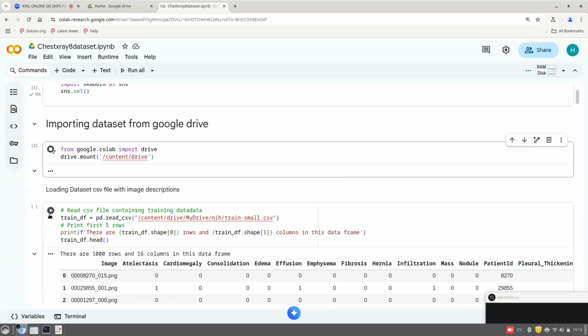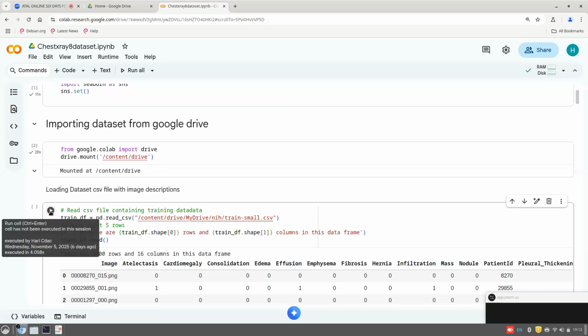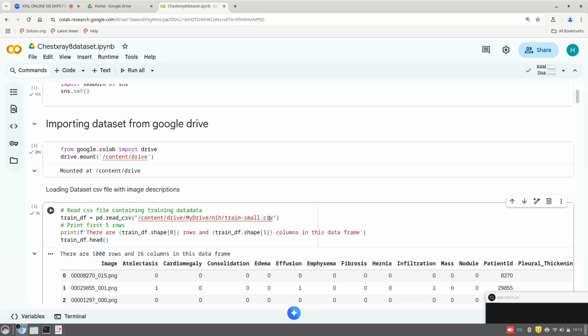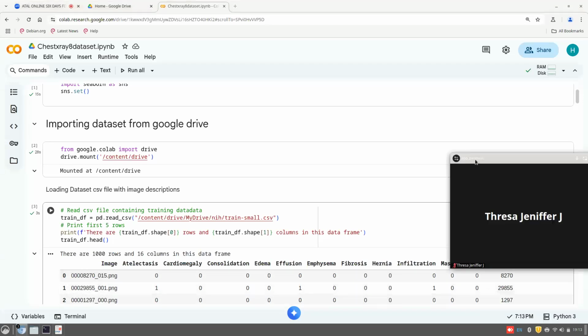I also have a file called train-small.csv, which has an image file name and the corresponding disease names, whether present or not, marked by 0 or 1. Zero means the disease is absent in this X-ray image. One means the disease is present in this X-ray image. So this 0002985_001.png has an analytics disease. That's why it is marked one in this column.